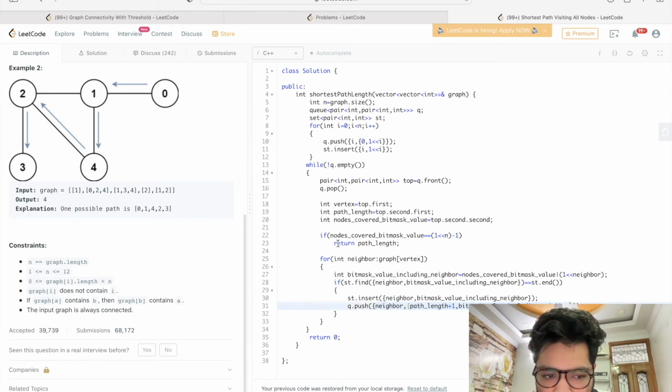Since the input graph is always connected, you would always get a particular path length, and I'm just returning 0 here to avoid an error coming up. This error comes up since there may be a test case for which the answer is not possible if the graph is not connected.